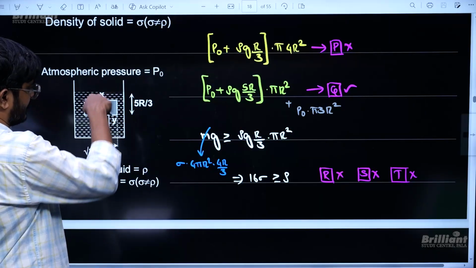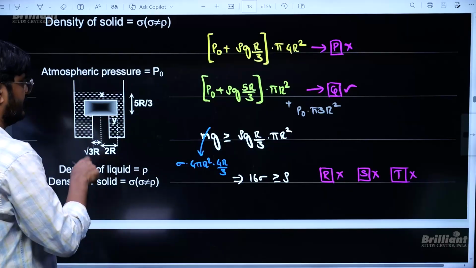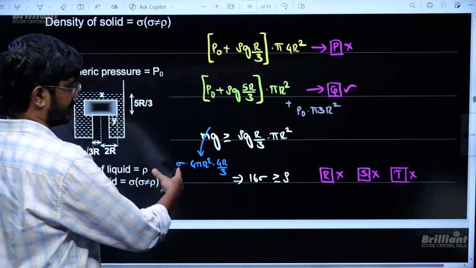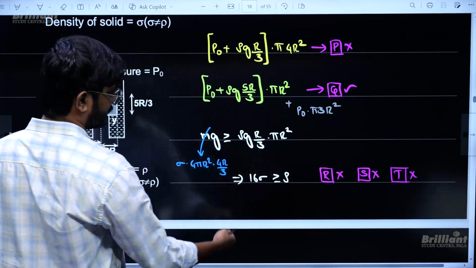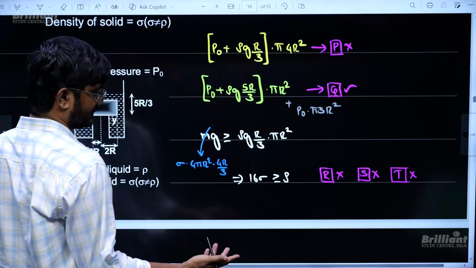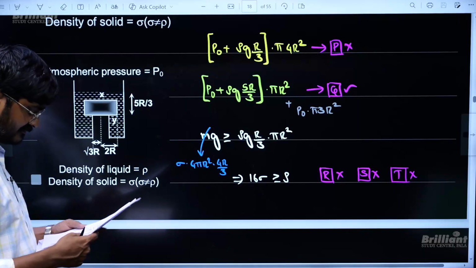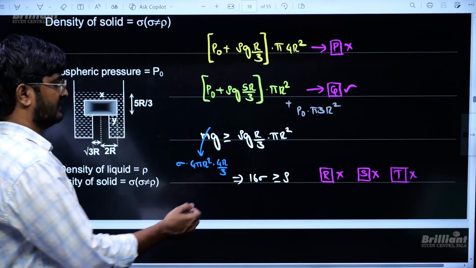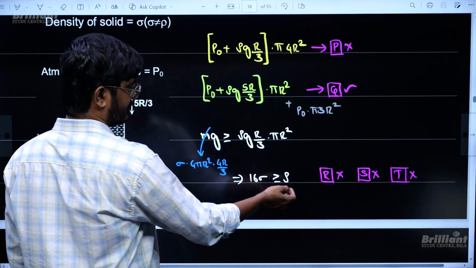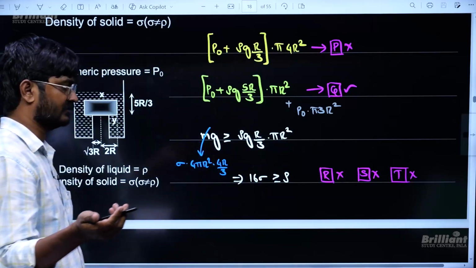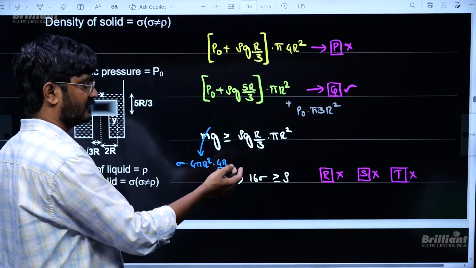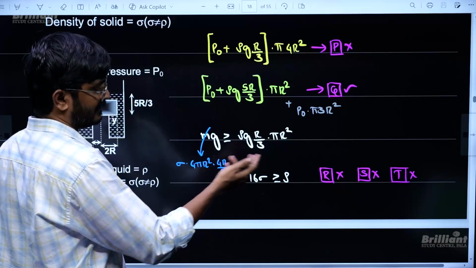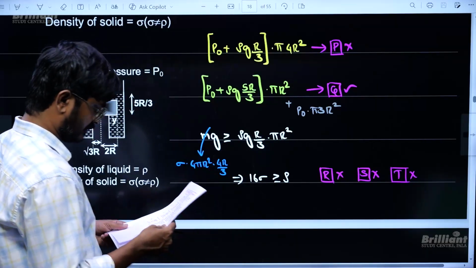Now, they said it is in contact, so the meaning is weight should be more than buoyancy, then normal will be coming into picture. Weight is more than buoyancy. From there you will be getting the relation between sigma and rho: sigma is greater than or equal to rho by 16. That does not convey any information about whether it is greater or lesser. Sigma greater than rho by 16 says sigma can be greater than rho also. Sigma greater than or equal to rho by 16 says sigma is somewhere between rho by 16 and rho also. So, any possibility is there.